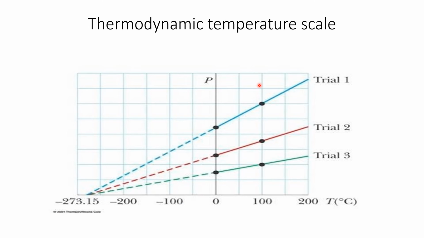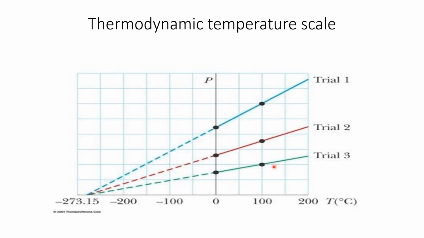Now, this is the thermodynamic temperature scale. Here we have taken three trials: trial 1, trial 2, trial 3. On the y-axis we have plotted the pressures, and on the x-axis we have written the temperatures: 0, 100 degrees centigrade, 200 degrees centigrade, and on the left side minus 100, minus 200, minus 273, 300, like that.